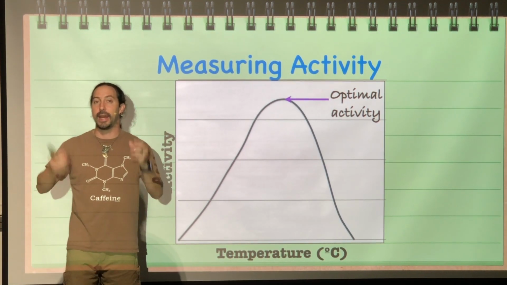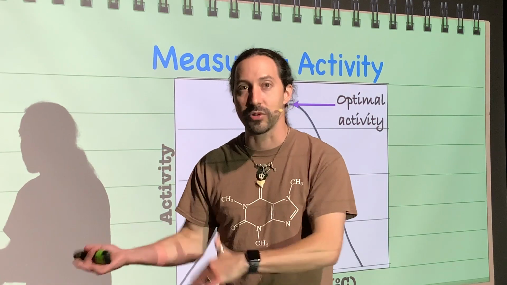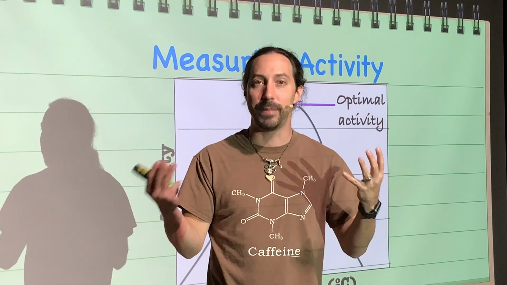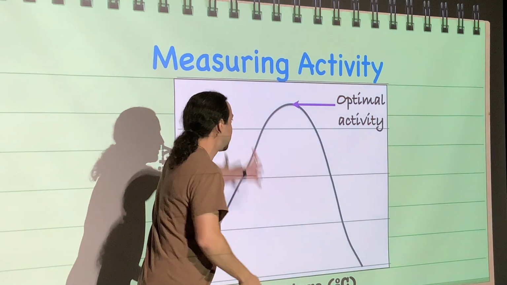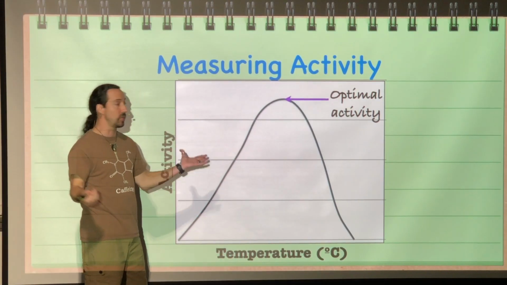That active site has to be the proper shape. Otherwise, the proper substrate can't fit inside the active site. And that's a really big deal. So if you get too hot, the enzyme will cease to function.